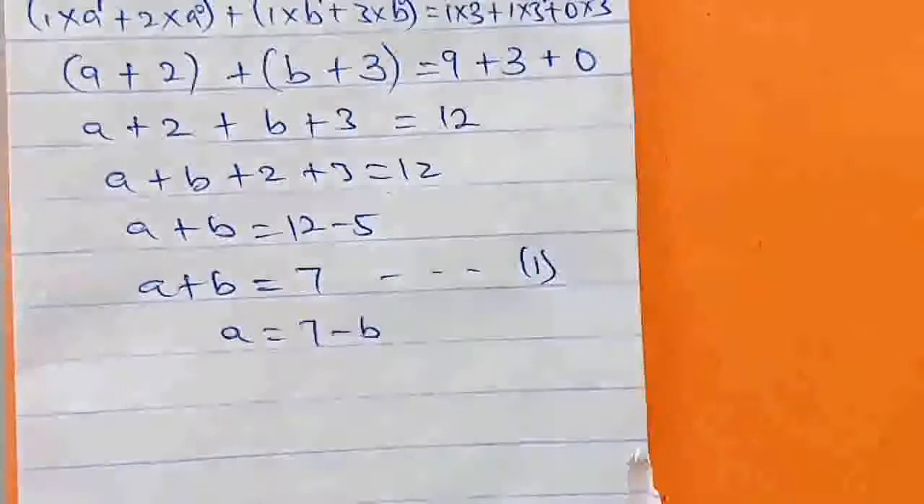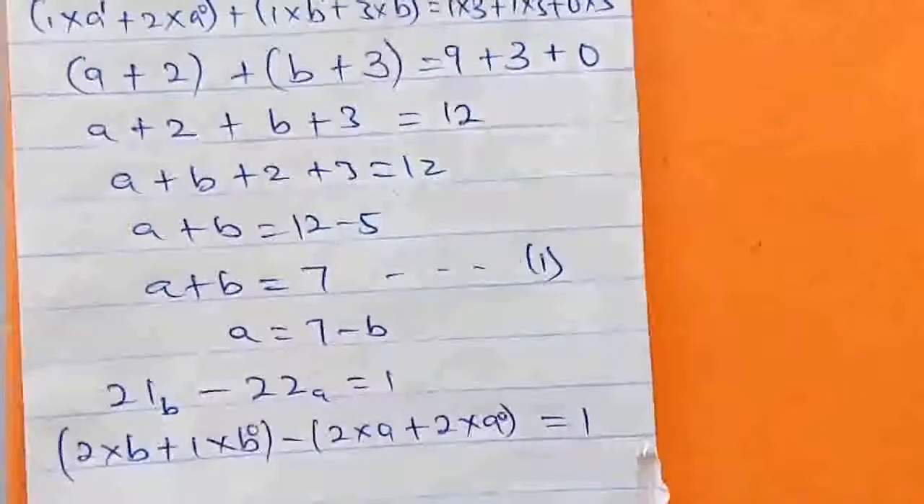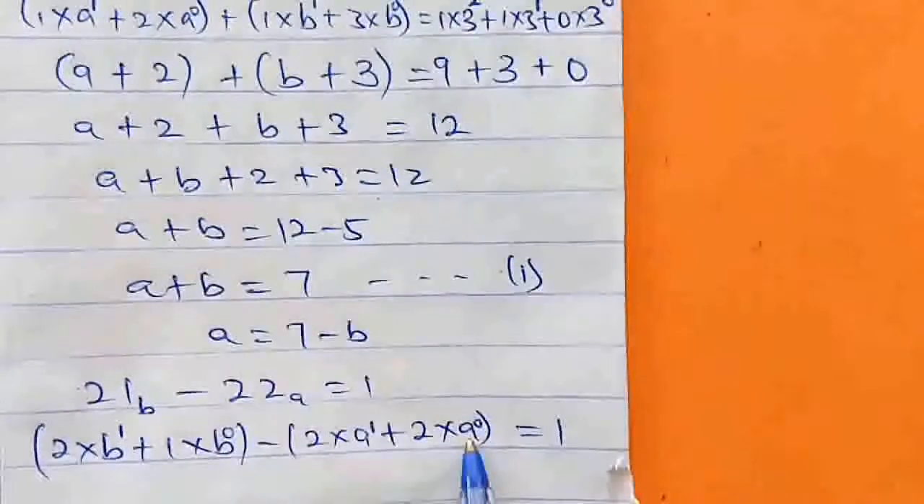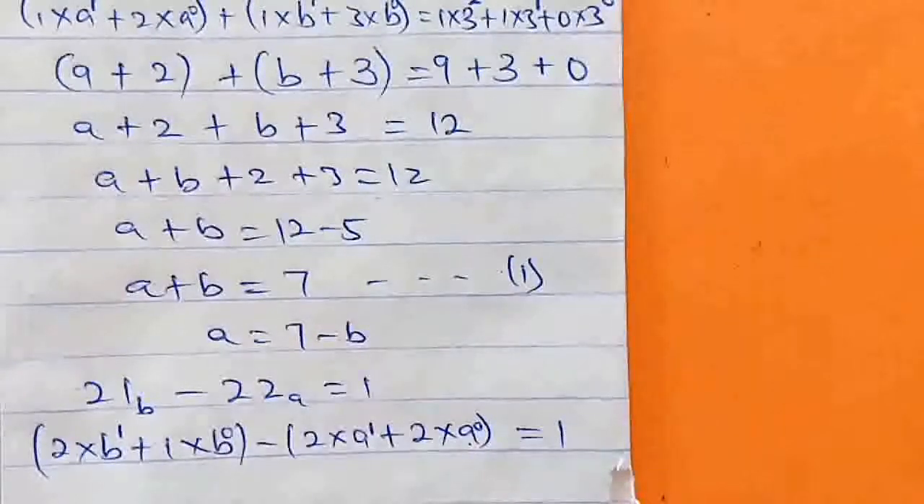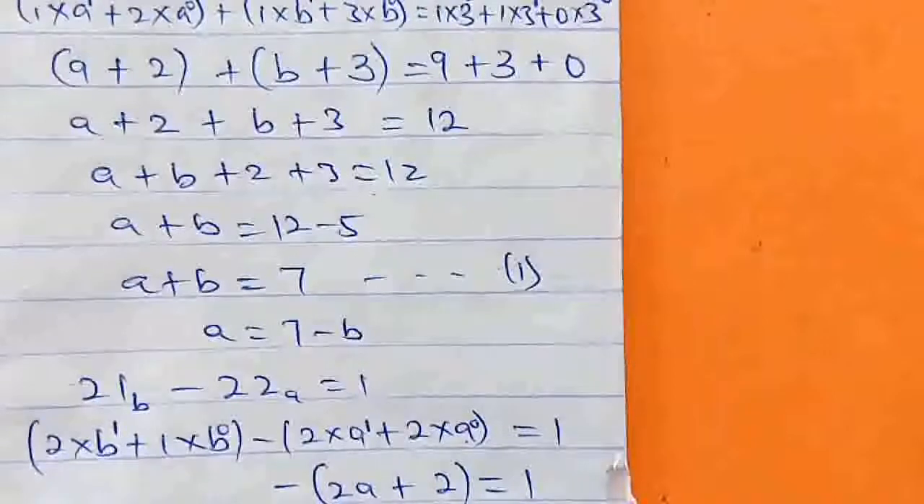Let's go for the second statement of the equation. This is it. A raised to power 0 is 1. 2 times 1 will give us 2. A raised to power 1 is A. 2 times A will give us 2A. B raised to power 0 will give us 1. 1 times 1 will give us 1.